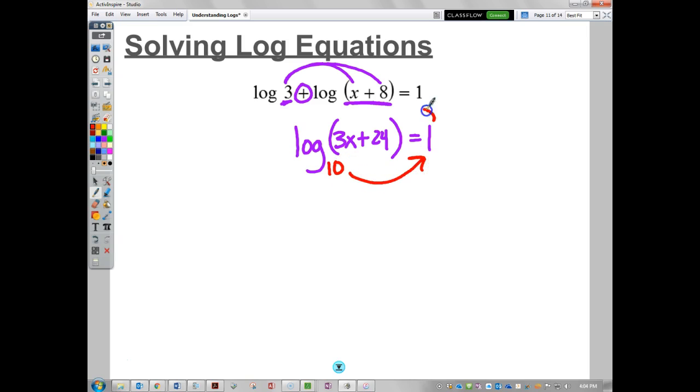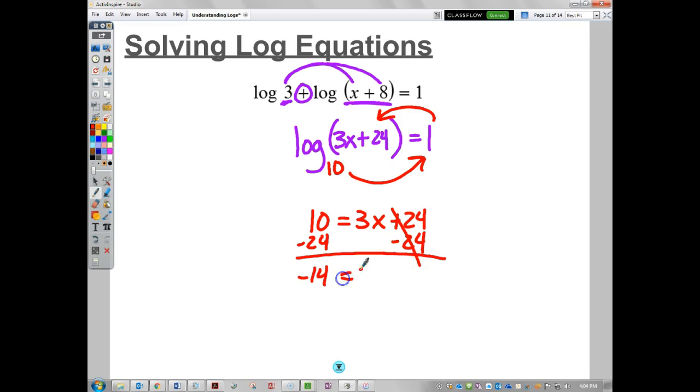You can write that in or not, but you can use the circle to convert. 10 to the first power equals 3x plus 24. Well, 10 to the first power is just 10. So 10 equals 3x plus 24. I'm going to combine like terms by subtracting 24 from both sides. Negative 14 equals 3x. And then I'll divide both sides by 3 to solve for x. And x equals negative 14 thirds.